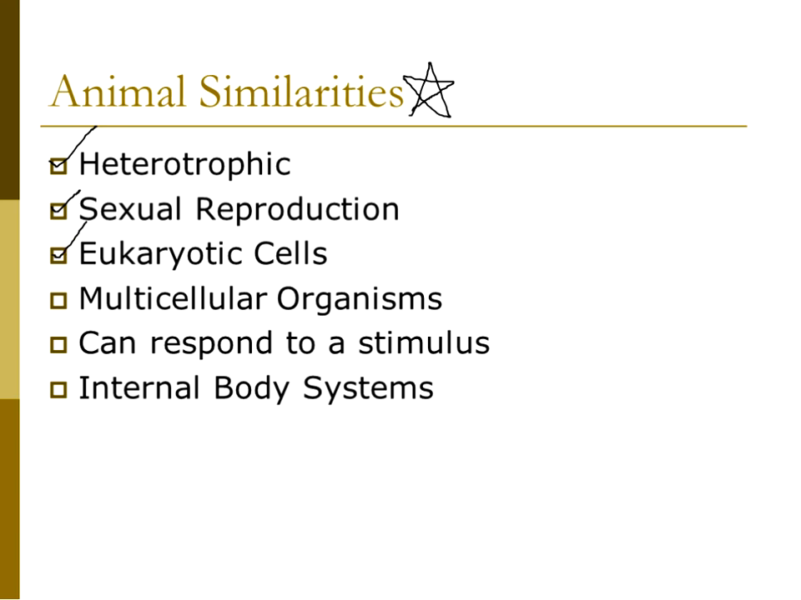They all have eukaryotic cells. Remember, a prokaryotic cell is like bacteria. Well, all animals are made up of eukaryotic cells. Multicellular organisms, that means every single animal is made up of more than one cell. All animals can respond to a stimulus, which means they can all respond and be able to move. And they all have an internal body system as well, like a digestive system, a respiratory system, a skeletal system. All animals have internal body systems as well. So just make sure you know that all of these are similar.